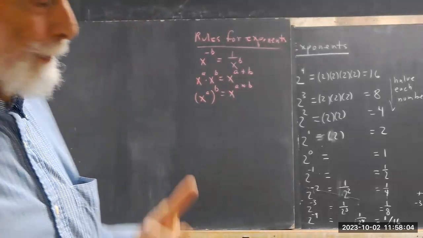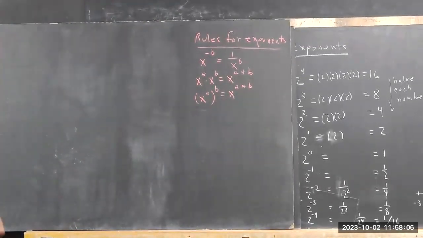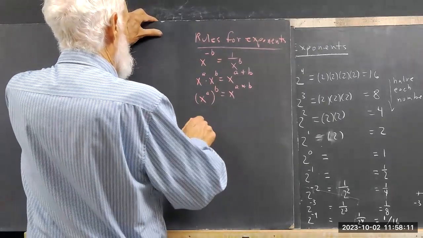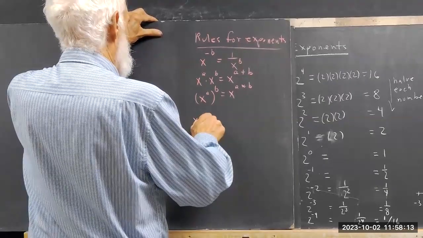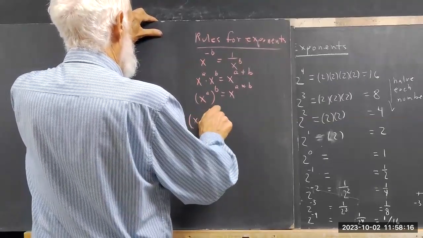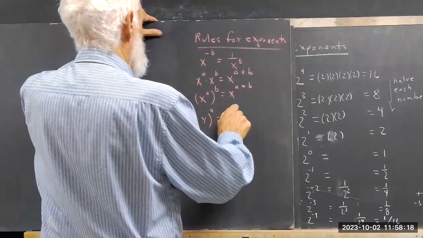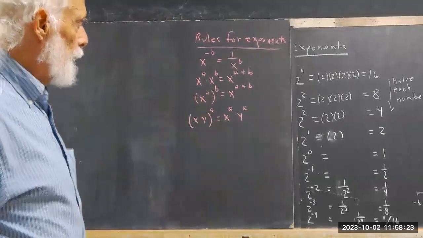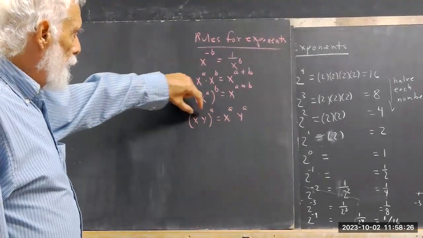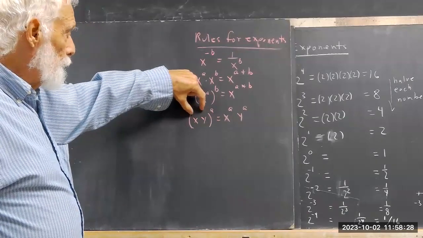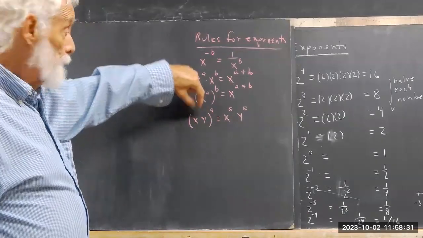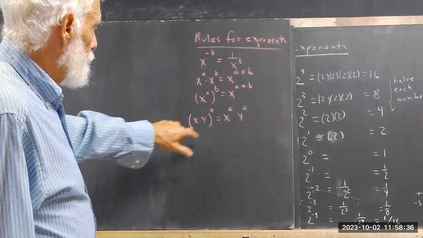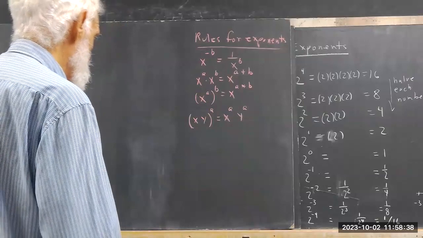Now there's another rule that I'll let OpenMath explain to you just for sake of time. If you raise xy to the a power, well, that means you've got xy written out a times. Means you're going to have a x's and a y's. So you're going to have x to the a times y to the a.